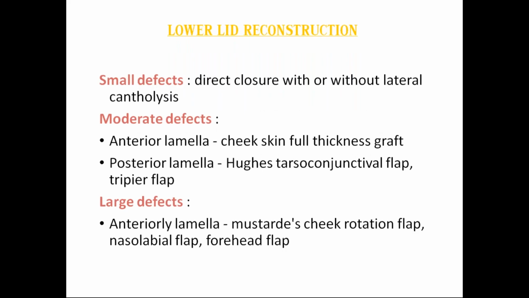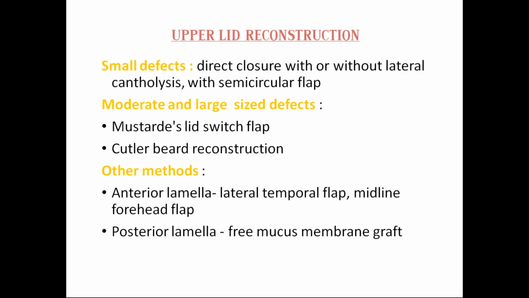There are many types of lid reconstruction based on the amount of excision. If the excision is small, then direct closure is sufficient. If the excision is moderate, then reconstruction needs to be done. There are different types of lid reconstruction, which we will not go into details. You have to reconstruct the anterior lid margin and the posterior lid margin. If the defect is large, there are different types of surgeries like cheek rotation or nasolabial flap or forehead flap. You have to take a flap from surrounding tissue and then reconstruct the lid. I will show you a few pictures of that.